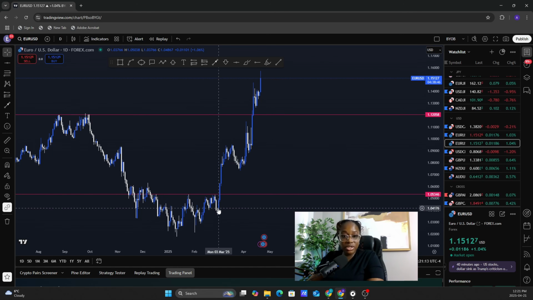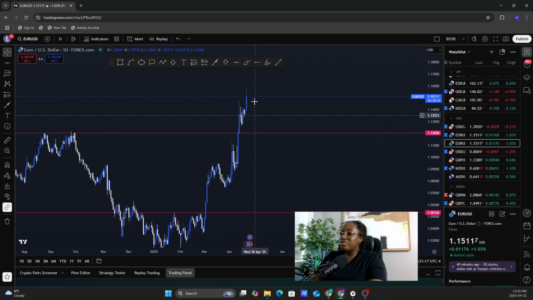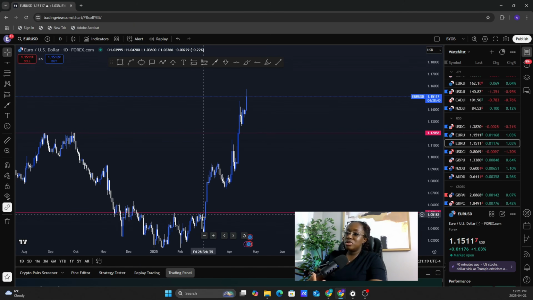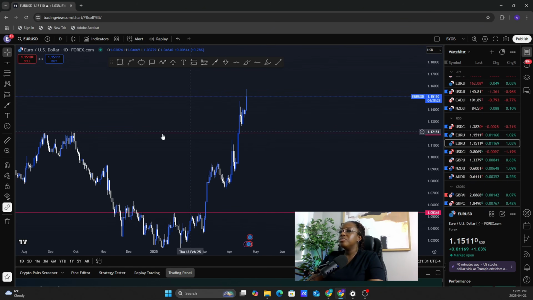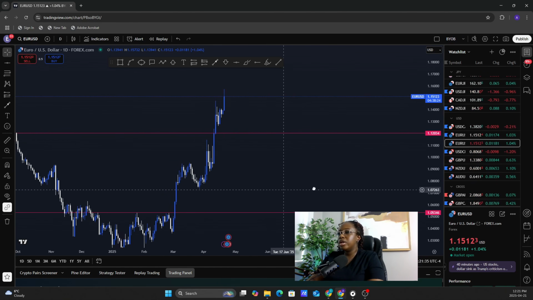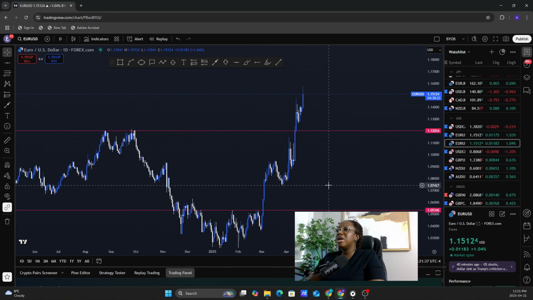Although it is a valid horizontal line or valid zone, price is very far away from this particular zone. Do you get what I'm saying? So you want to draw out your zones close to the relevant price action. This right here is the relevant price action area right now, right? So this zone we have here is a relevant zone.